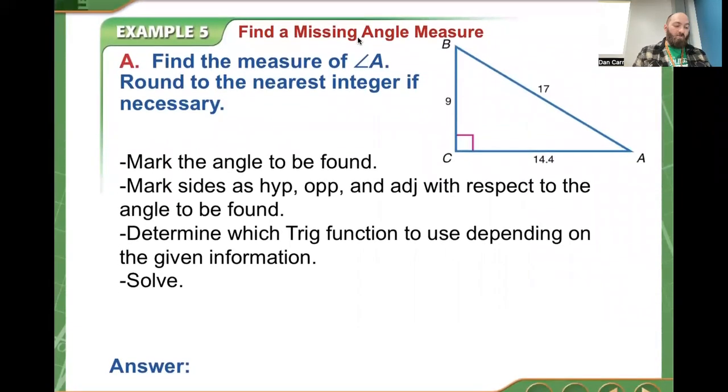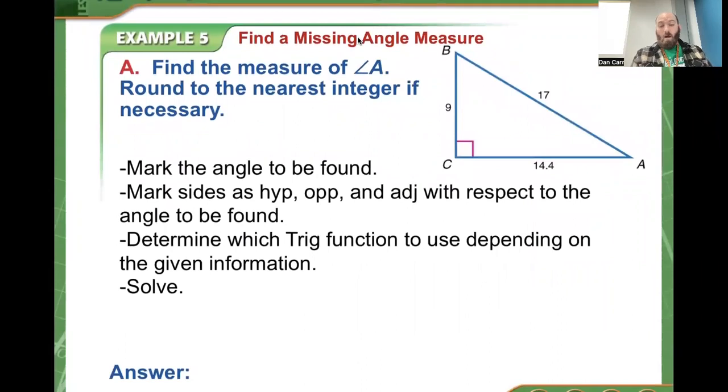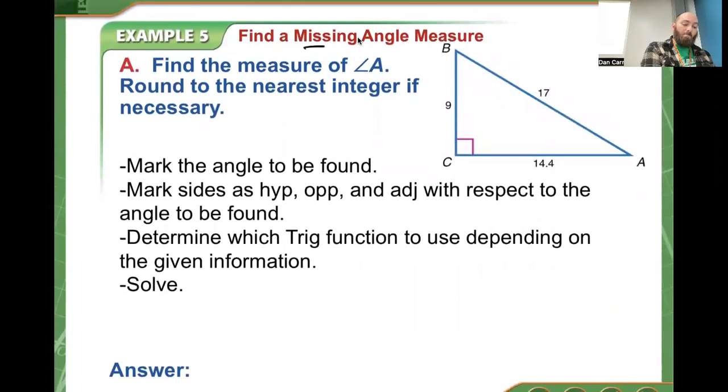Today we're going to be talking about 12.1 day 2. We got a little bit more to do with our trig. The first thing we want to talk about is how do we find missing angle measures with trig.